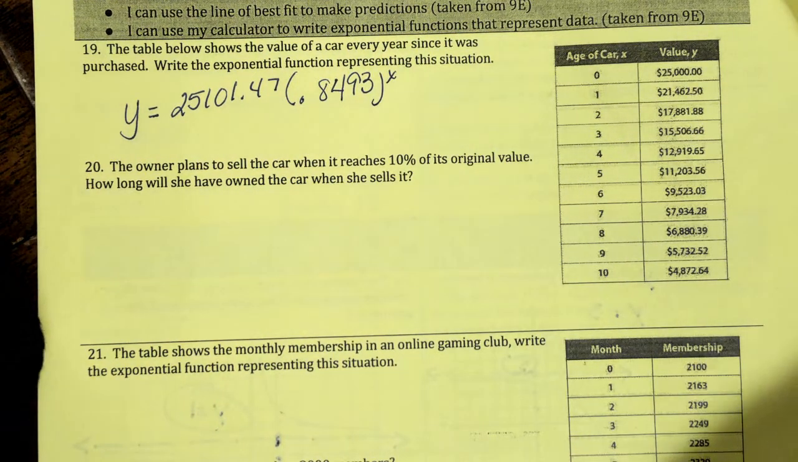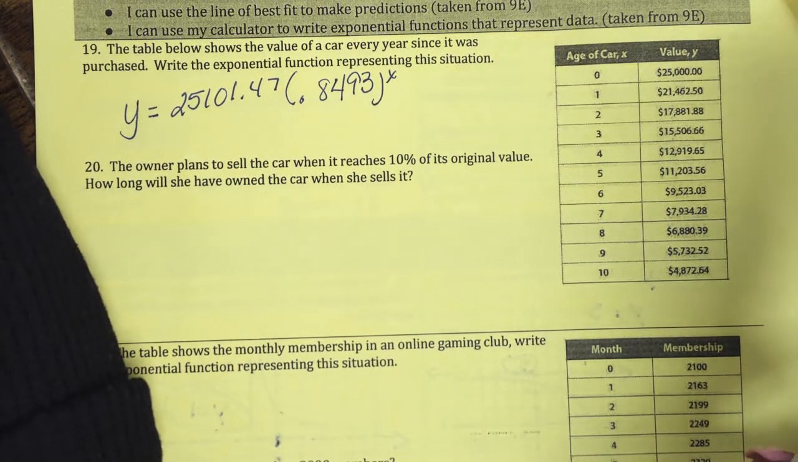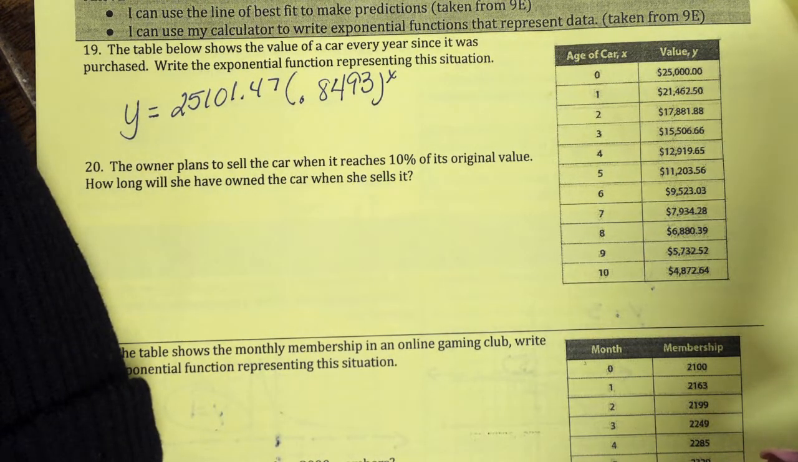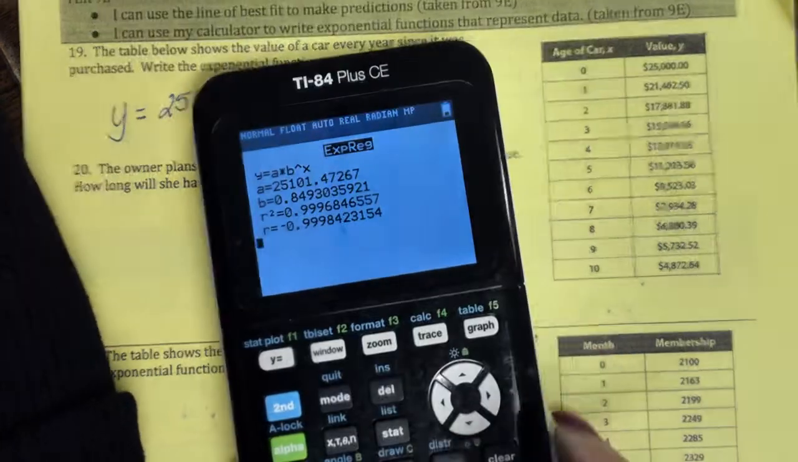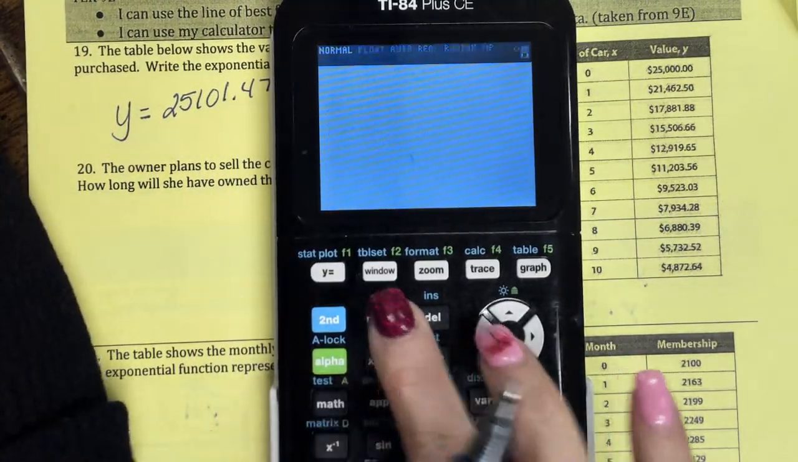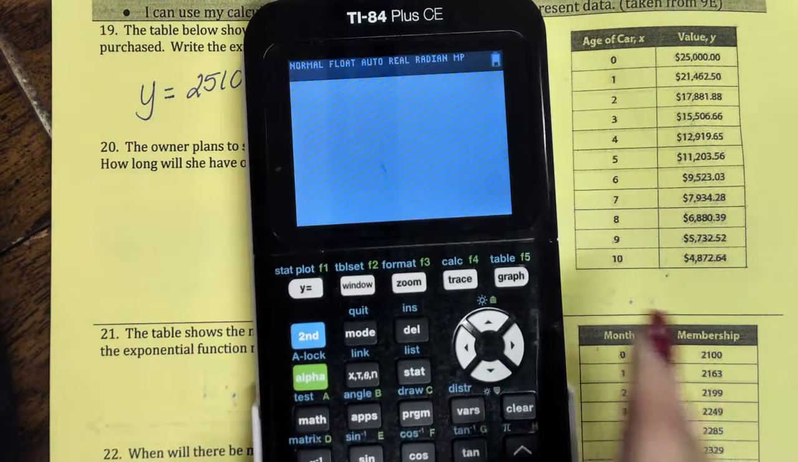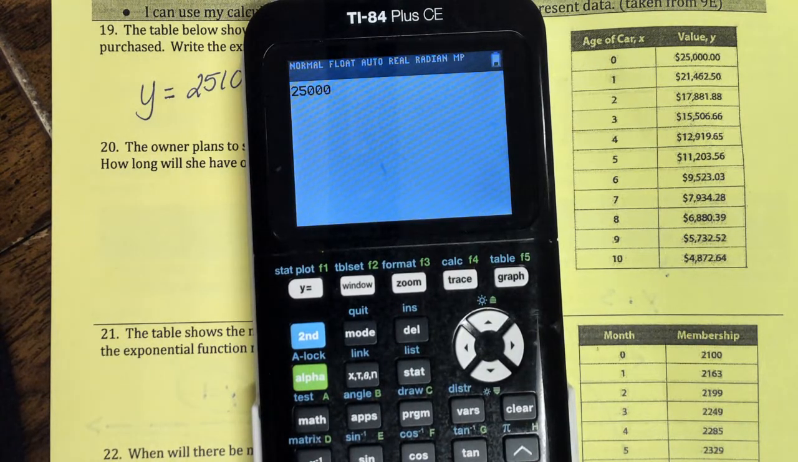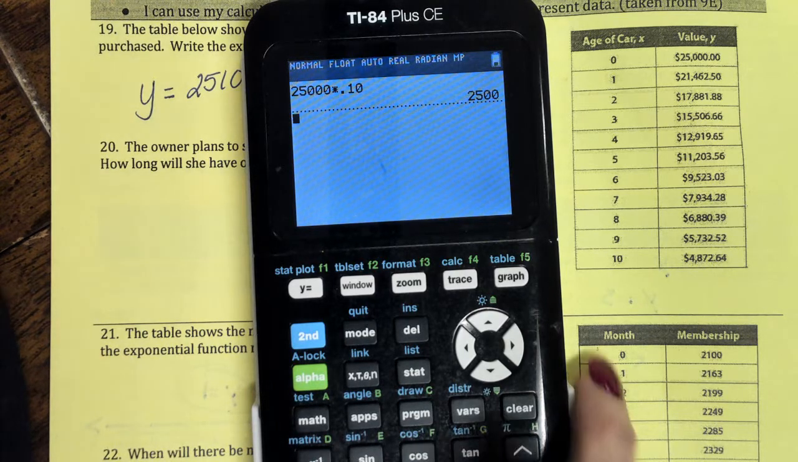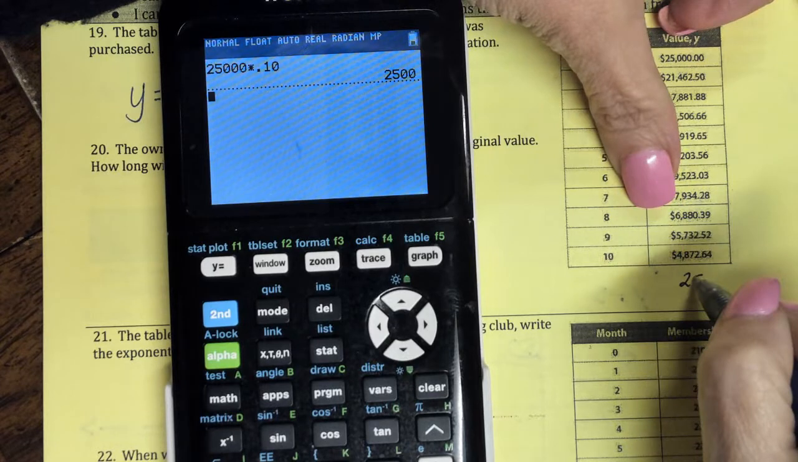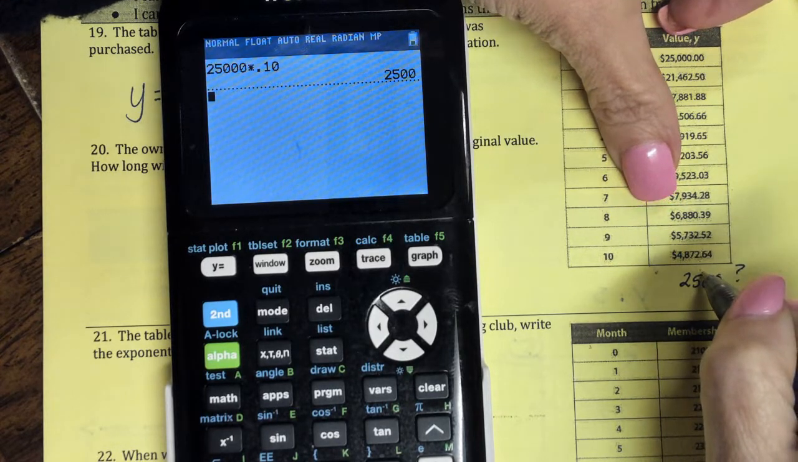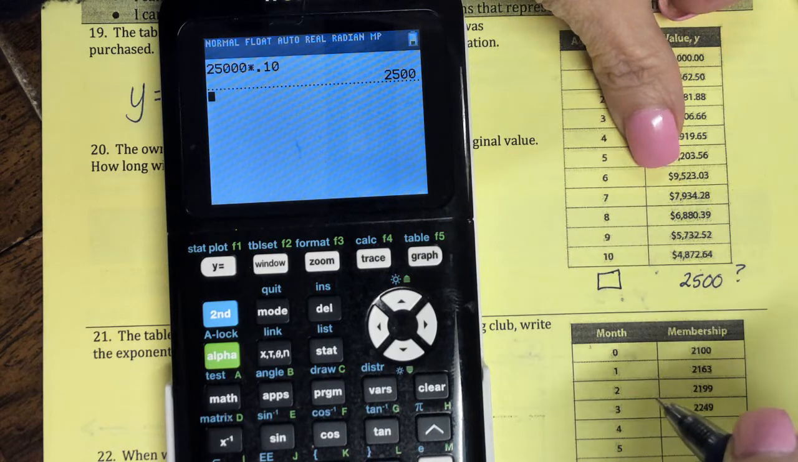The owner plans to sell the car when it reaches 10% of its original value. How long will she have owned the car when she sells it? Well, we've got our function. We have to figure out when the car reaches 10% of its original value. So if I have 25,000, what is 10% of that? Hopefully you already knew it's 2,500. So I need to see when I see 2,500 over here. What number do I see right here?